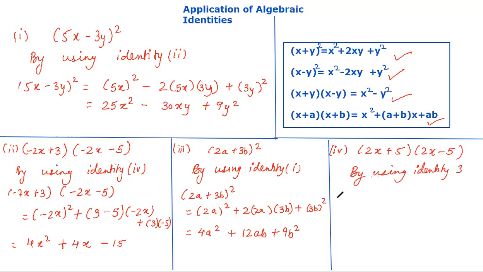So by using identity 3, we have 2x plus 5 multiplied by 2x minus 5, that will be nothing but (2x) square minus 5 square. So this will become 4x square minus 25.